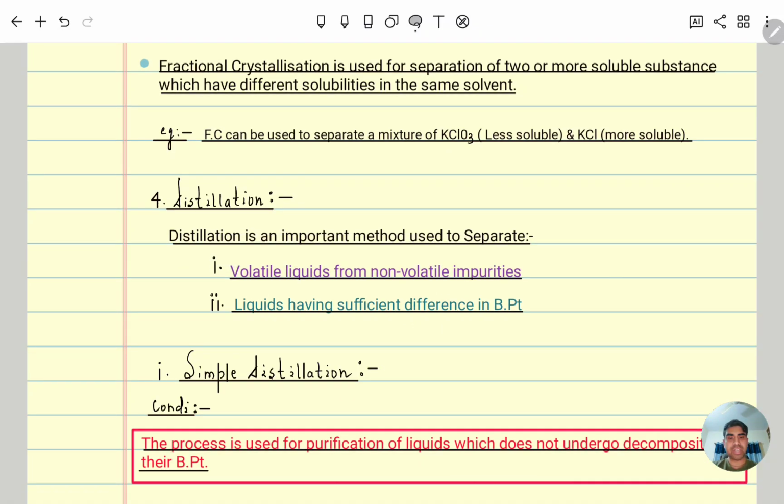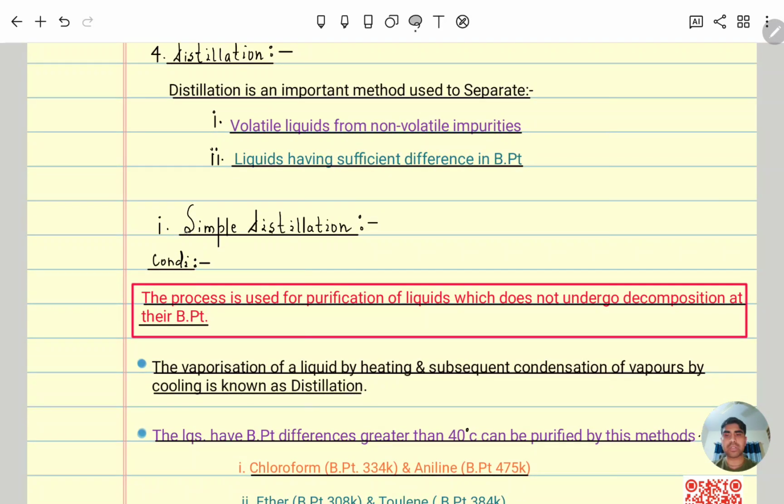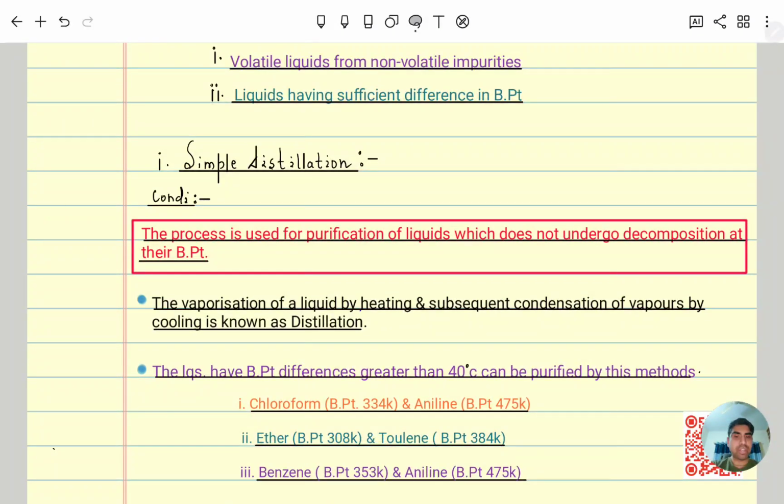So distillation can be done for those substances which have a boiling point difference also. Here coming to simple distillation. For simple distillation, the condition applies that both liquids should not break down at their boiling point. If it is breaking, then some other substance we will get after heating it at its boiling point. That should not happen, meaning they should be present at their boiling point. Vaporization of a liquid by heating and subsequent condensation of vapors by cooling is known as distillation.